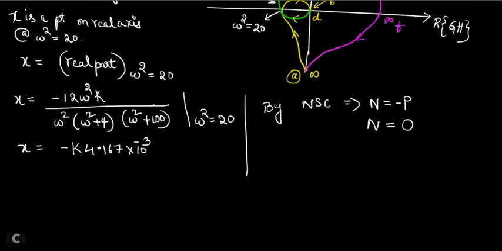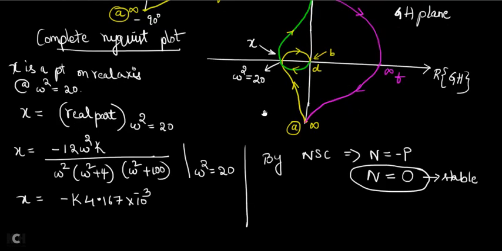Capital P is 0, so minus 0 is 0 only. So N should be 0. Then only your system is said to be stable. N should be equal to P. What is P? P is 0. So that means your N should be equal to 0. Then only your system is said to be stable. N should be equal to 0 means there should not be any circles around your minus 1.